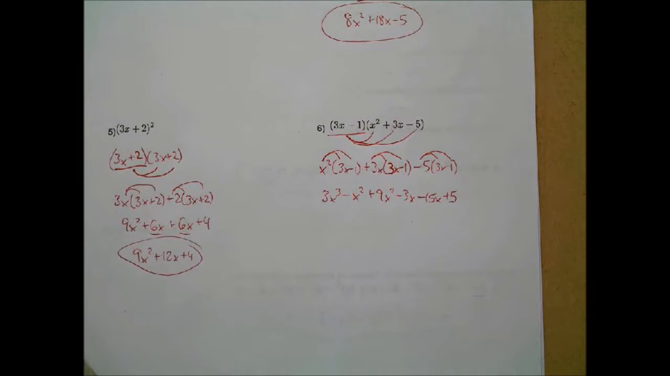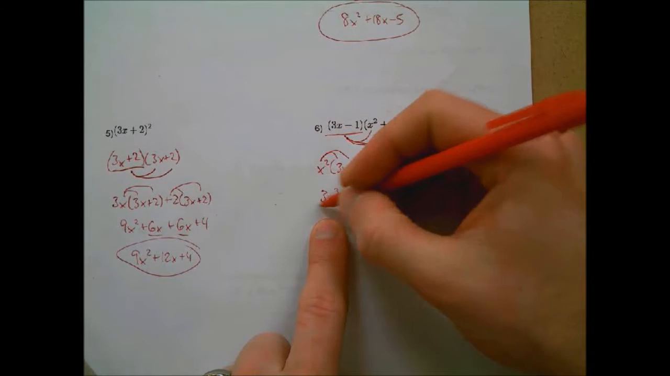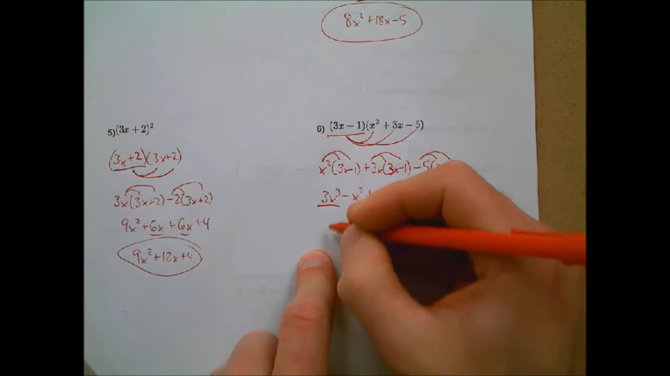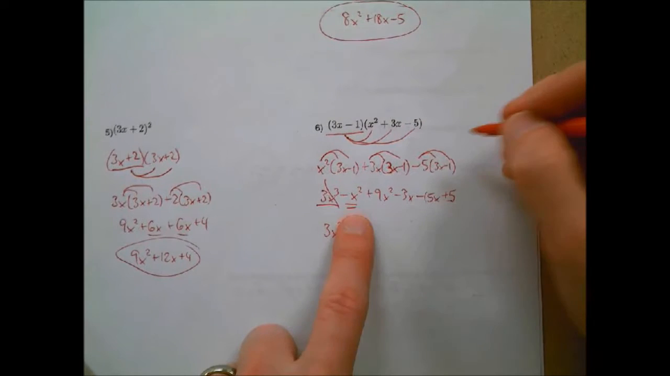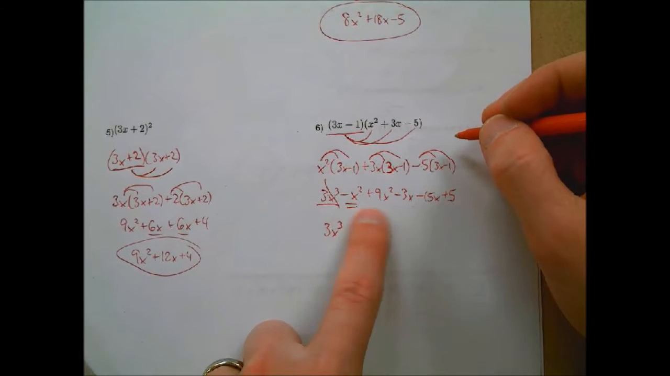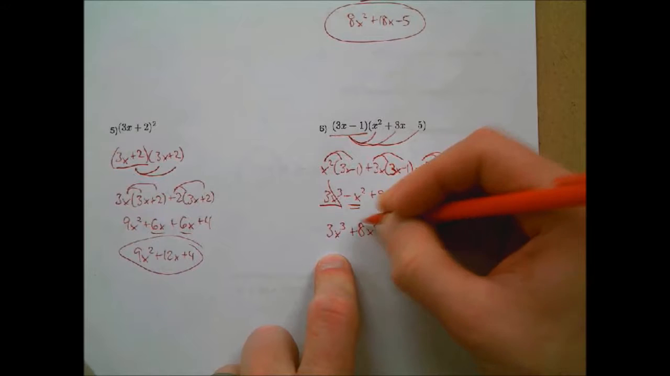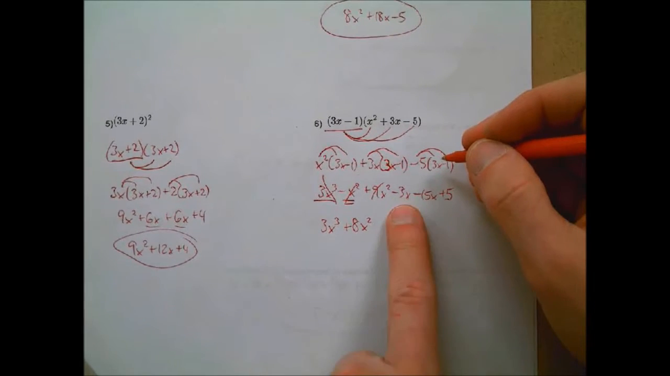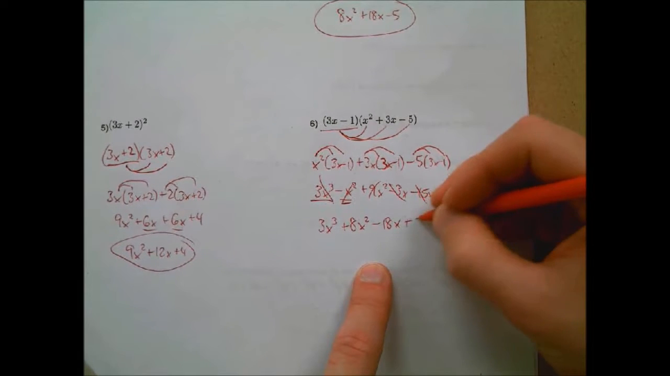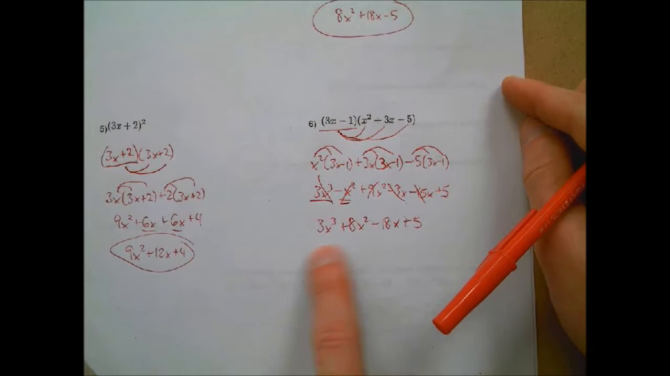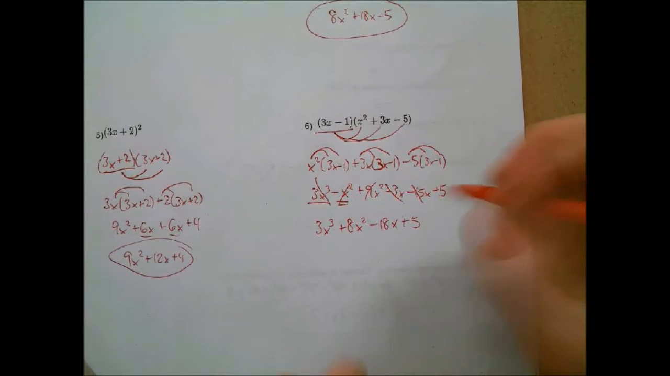Okay, are we done? Once I've distributed it out like this, what do we still have to do? Simplify by combining like terms. That's right. So 3x cubed, no other cube terms, so it's just 3x cubed. Minus x squared, 9x squared, that makes 8, so plus 8x squared. Minus 3x minus 15x minus 18x, and then plus 5. Okay, is it in standard form? Yep. Okay, so there's an answer.